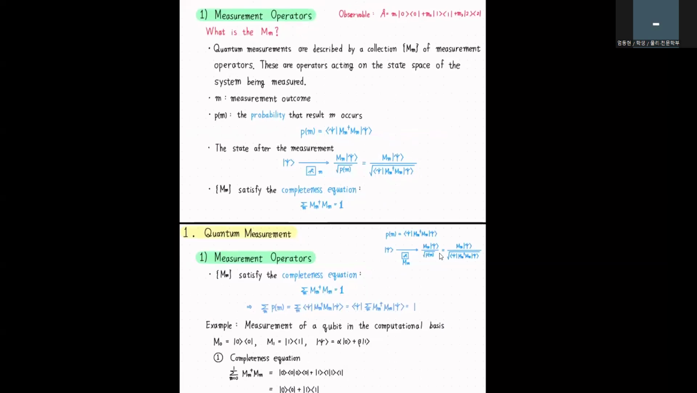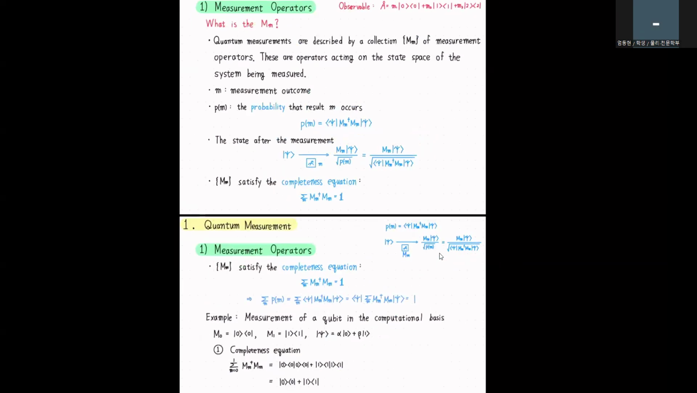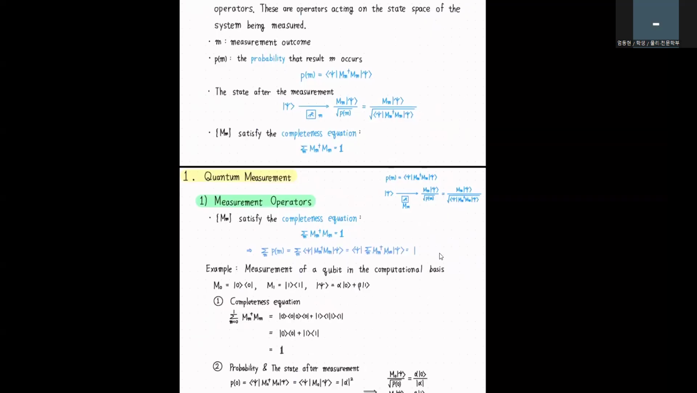Now, when that result m occurs, the state after the measurement will change from psi to the application of measurement operator Mm to that psi. And the expression you see in the denominator is a normalization factor, which is there to keep the norm of the final state at 1. And of course, since the sum of all the probabilities must be equal to 1, the measurement operators need to satisfy this equation called the completeness equation, which is there to ensure that the sum of the total probabilities defined above is equal to 1.